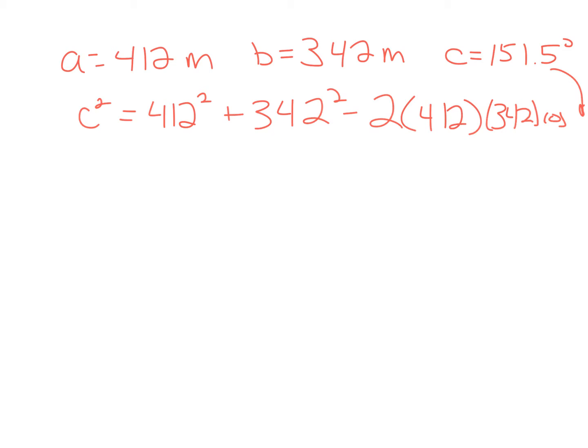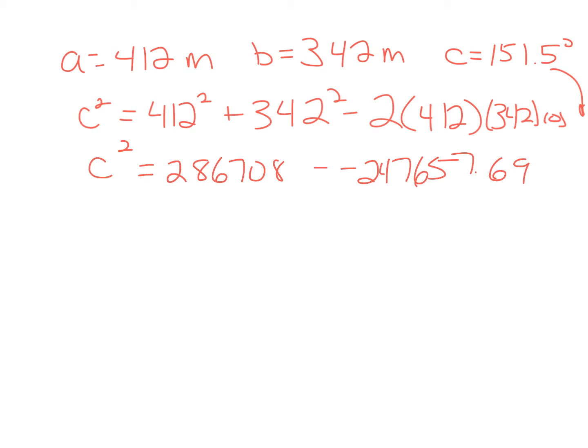Okay? So let's do some simplifying. So this left side is going to be a really big number. It's going to be 286,708. Don't worry, that's not going to be anywhere near where the final answer is going to be. Minus a negative 247,657.69. Make sure that you're in degree mode in your calculator, or else you're going to have a bad time. Now time to add them up. When you add it up, you still get a big number. It's 534,365.69. And then we finally square root it.